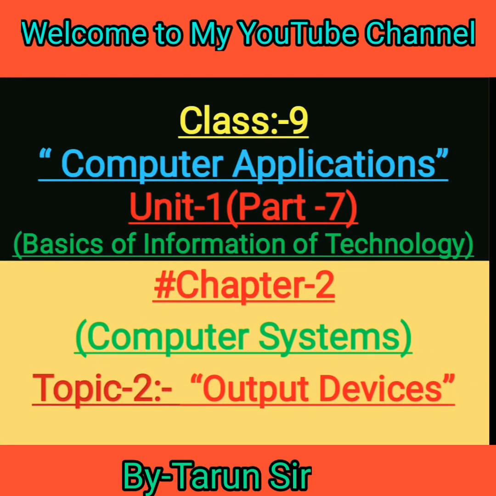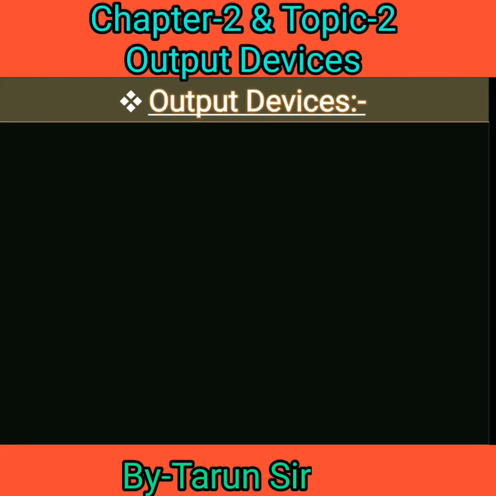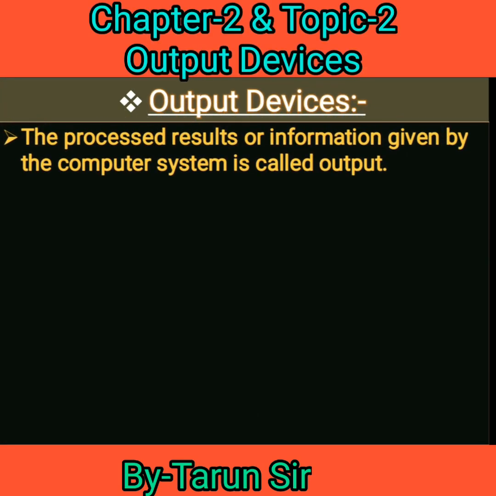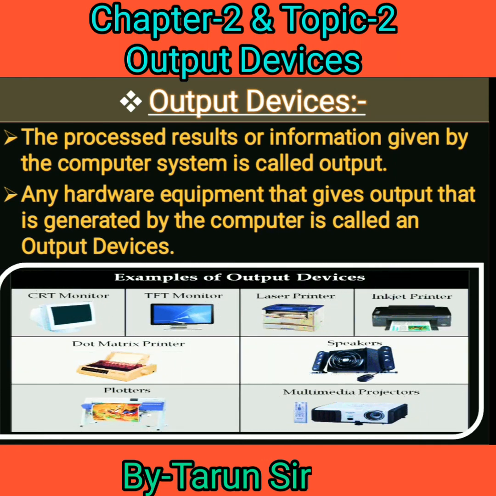I am Tarun Sharma. In this video, I will discuss chapter 2, class 9, topic 2, output devices. Let us discuss the first output devices. The processed result of information given by the computer system is called output. Any hardware equipment that gives output generated by the computer is called an output device. You see in this diagram different output devices.